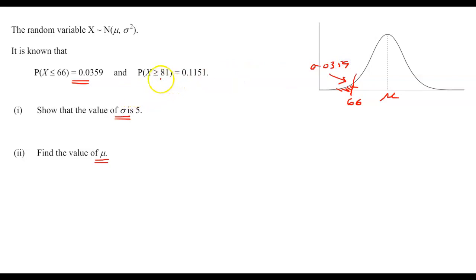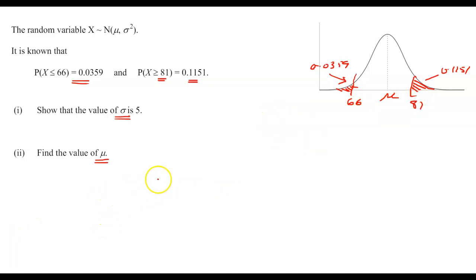So this one here is 0.0359, and this one over here is greater than 81, and the probability is less than 0.5, so that 81 should be on this side of the mean, and this area over here is 0.1151.